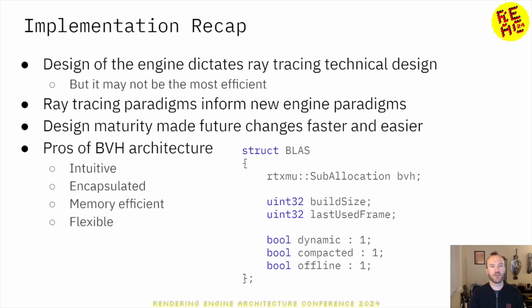So summing up our journey through the implementation, the key takeaways are that the architecture was initially heavily influenced by the design of the existing architecture of the engine, and this didn't necessarily make it the most efficient or the most maintainable. The design evolved over time from the pressures uncovered by the prototype and was informed by optimization efforts.